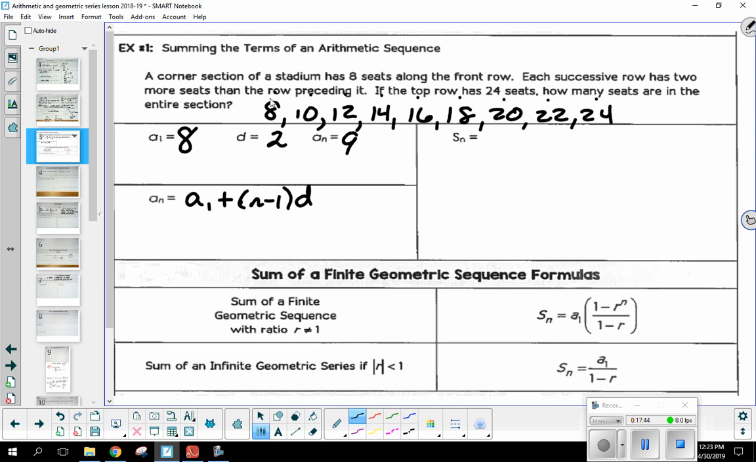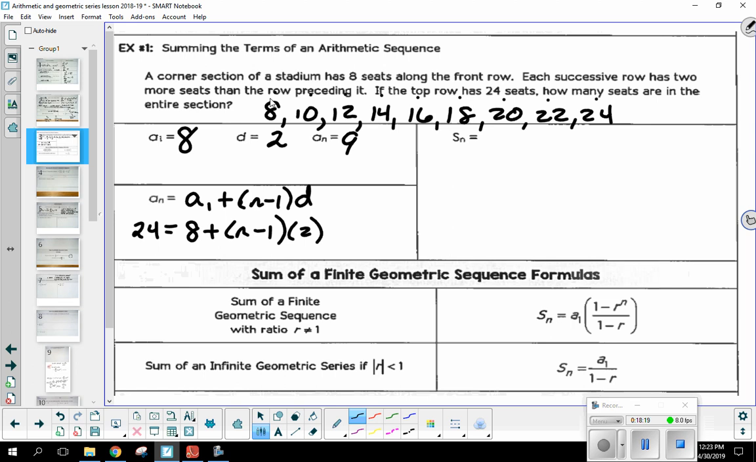Let's say we're trying to figure out the number of terms that we're going to be adding up. Well, we know that the number of seats on the last row is 24, right? So I'm going to say 24 equals, what was the first term? 8 plus n minus 1. And what was the common difference? 2. All right. Hey, there we go.